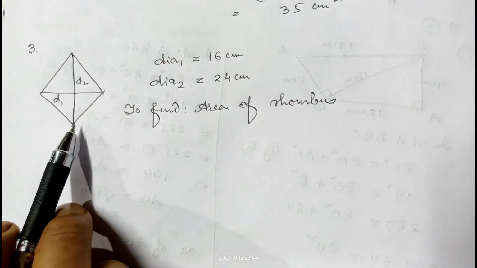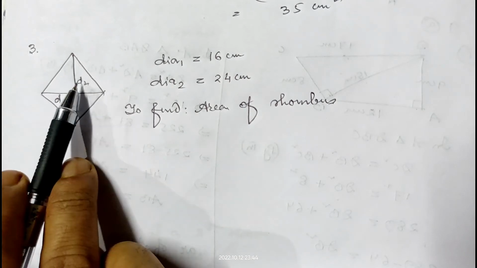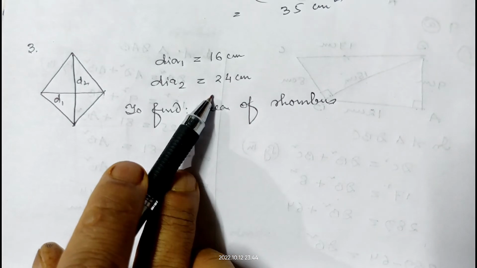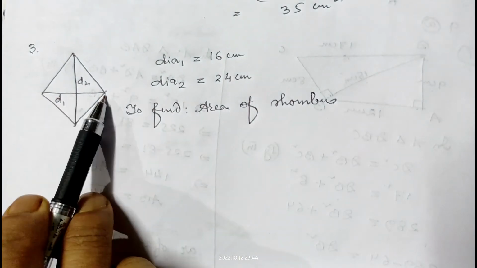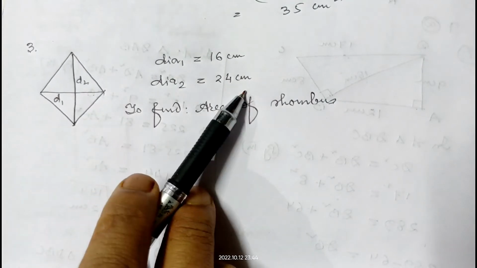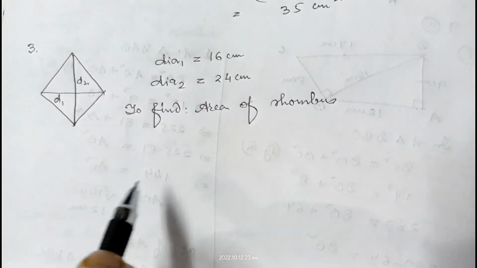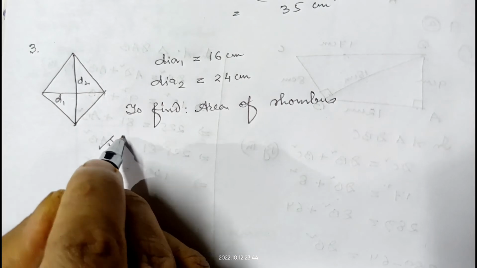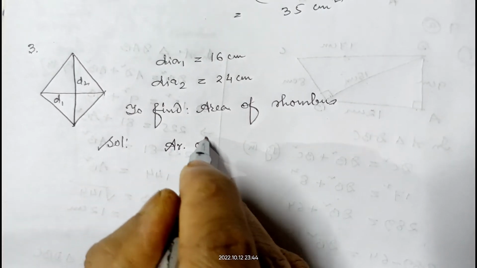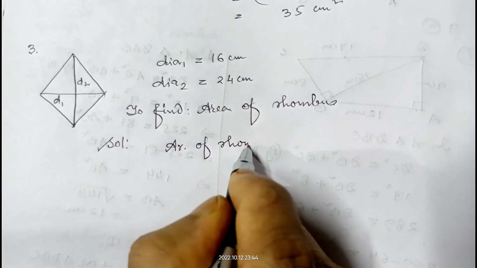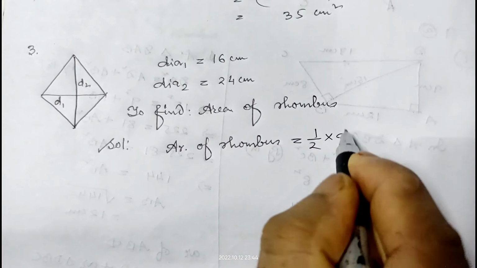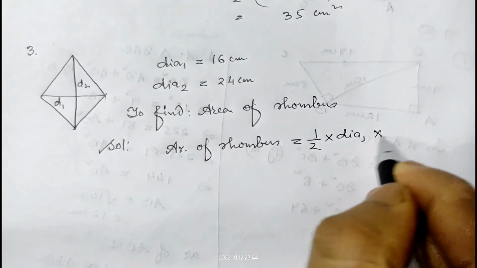In question number 3, it is given, find the area of a rhombus, the length of whose diagonals are 16 centimeter and 24 centimeter. We can consider let diagonal 1 be 16 centimeter and diagonal 2 be 24 centimeter, and we are to find the area of the rhombus. Now we know area of a rhombus is half into diagonal 1 into diagonal 2. So we can write area of rhombus equals half into diagonal 1 into diagonal 2.